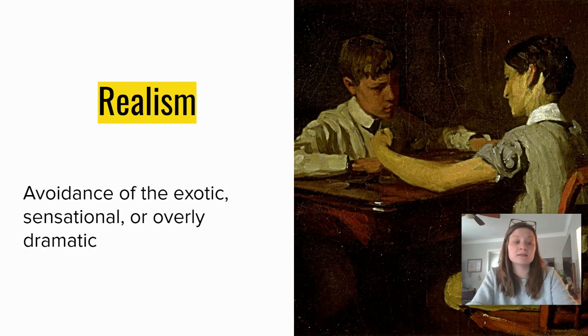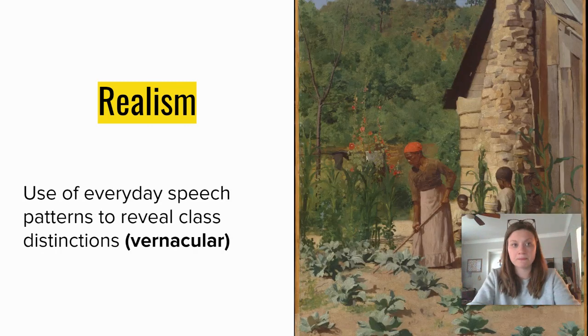Avoidance of the exotic, sensational, overdramatic. Again, this is realistic. We want to focus on real people. And then use of everyday speech patterns to reveal class distinctions. So once again, realistic characters mean that we have people with Southern accents. We're differentiating people based on the way that they talk.